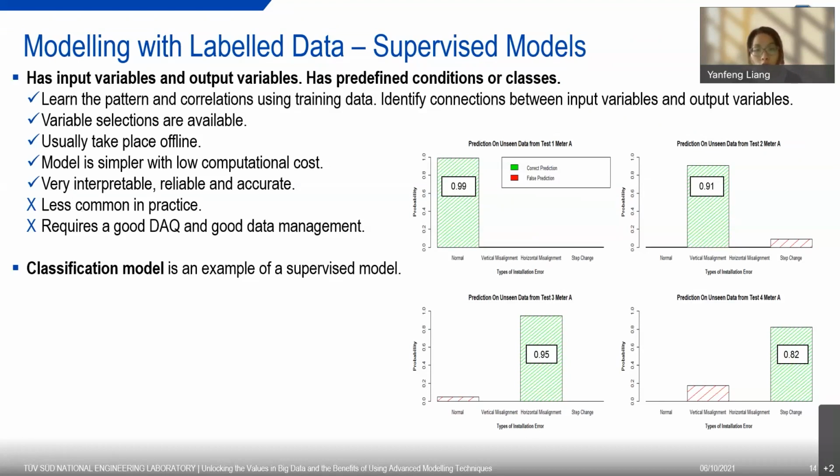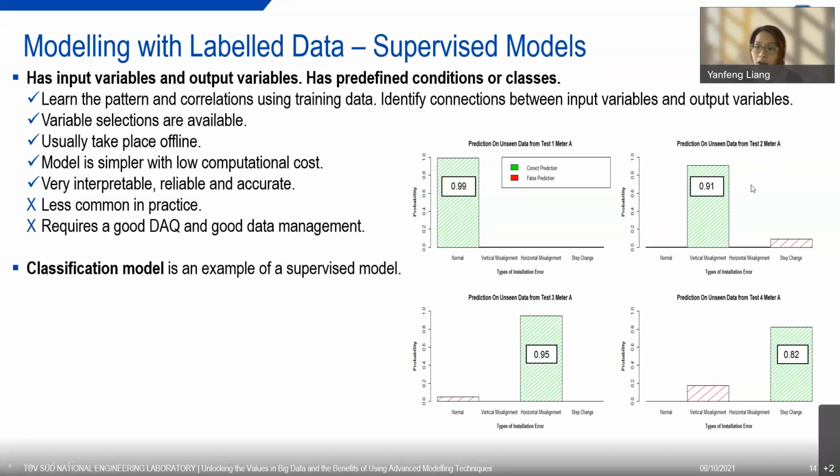So if we look at this first set of data, based on the pattern, the trend, and the correlation it learned, with a probability of 0.99, the model is confident that this particular data set was gathered when the meter was under normal operating condition. In other words, everything's fine. We don't need to do anything with it. The ultrasonic meter was set up perfectly, exactly as we want it.